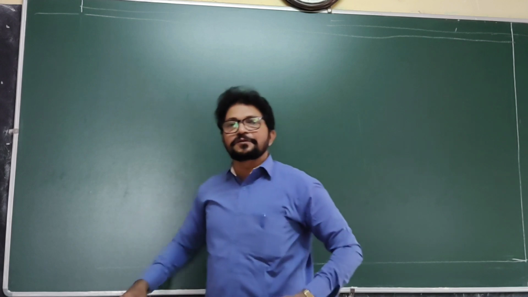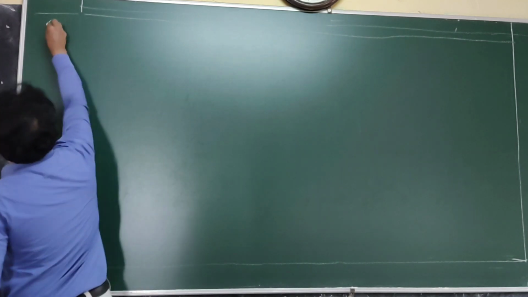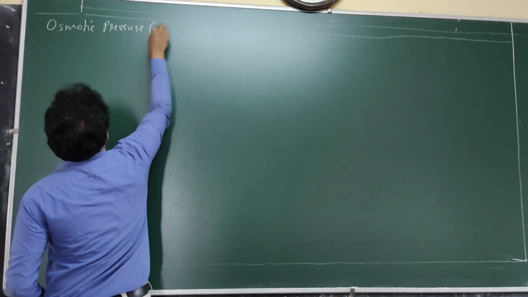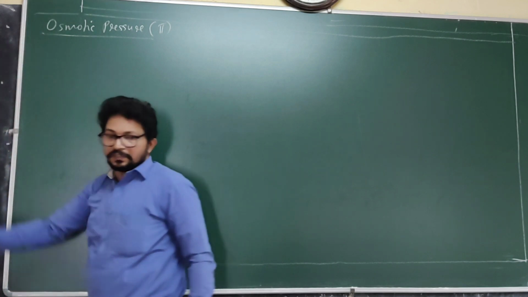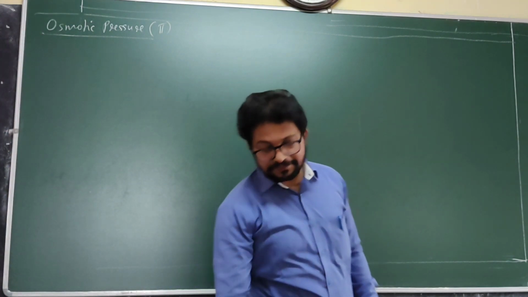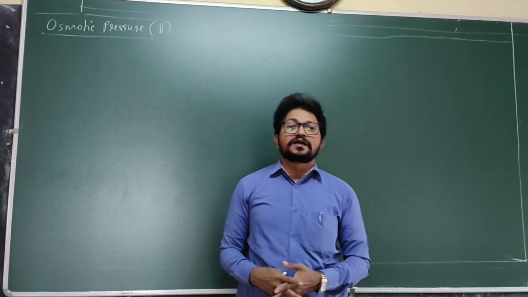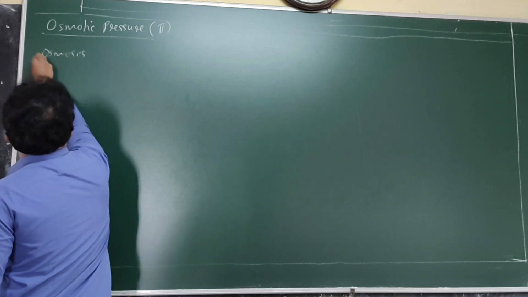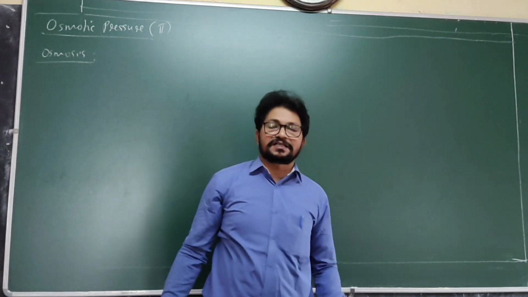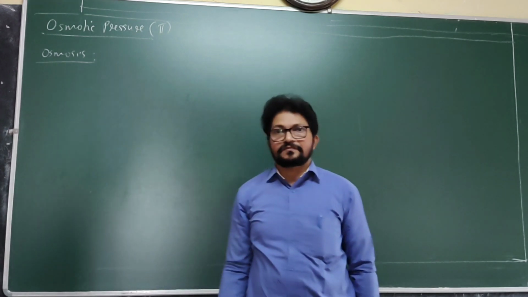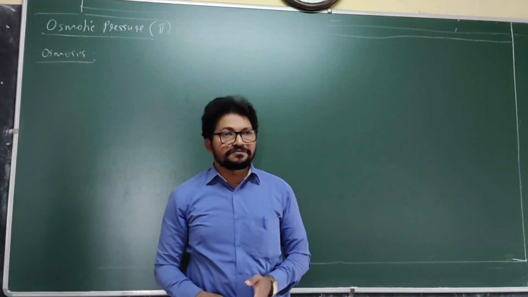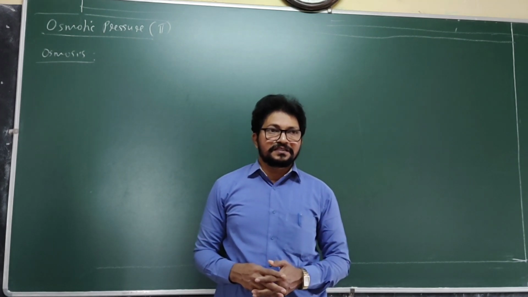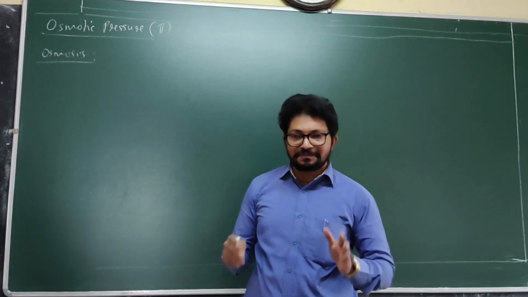Now the next qualitative property, osmotic pressure. To understand osmotic pressure, we should know what is meant by osmosis, which is a common phenomenon in nature. I will give you some examples by which you will understand. Then I will tell you why osmosis happens and what is meant by osmotic pressure.